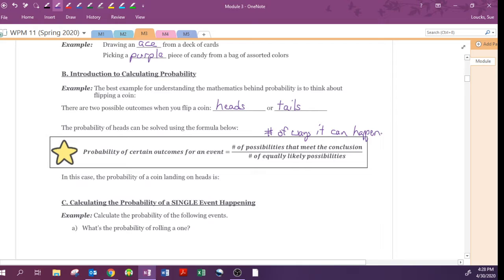So for example, the probability of a coin landing on its head, we would write that as probability of heads is 1 over 2, because there are two possible outcomes. One of them is heads, one way to get heads.